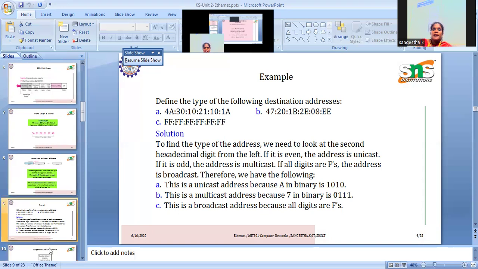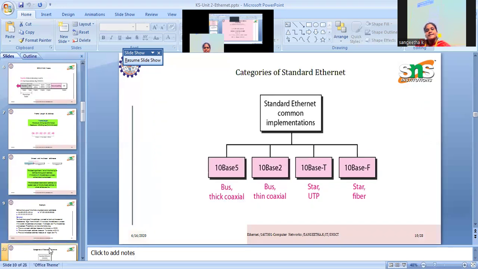Next, the categories of standard Ethernet specify the following cables. There are three transmission mediums: coaxial cable, fiber optic, and twisted pair. First, 10Base5. The 10 means 10 megabits per second, and baseband signal is used. The 5 means a 500-meter cable length, with thick coaxial cable.